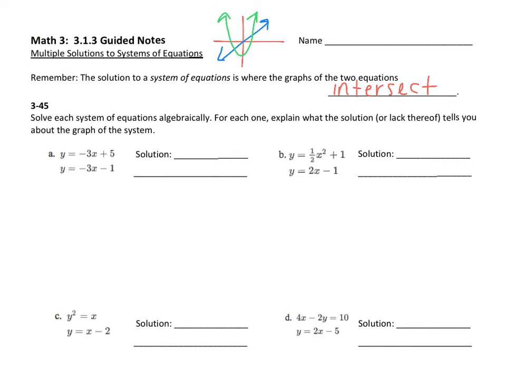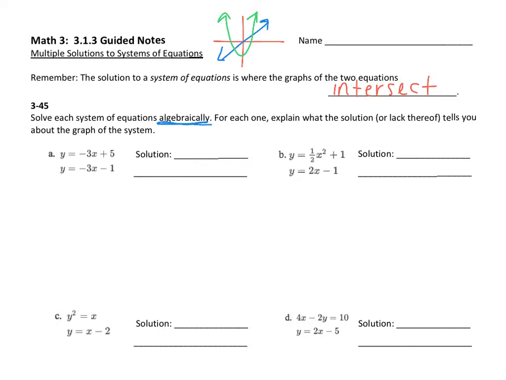So let's just jump right into an example. This first problem here, 345. Solve each system algebraically. I know that we can use a graphing calculator, graph them, and look for their intersection, but we need to be able to show this algebraically. For each one, we're going to explain what the solution tells us about the graph. So I'll explain that as we go.